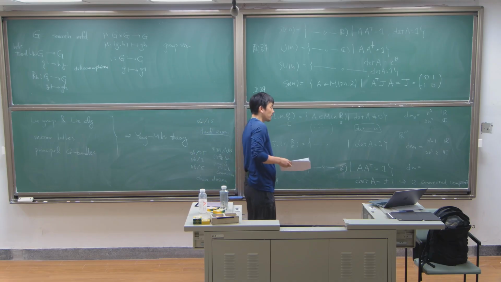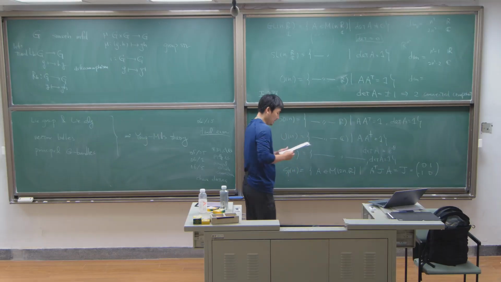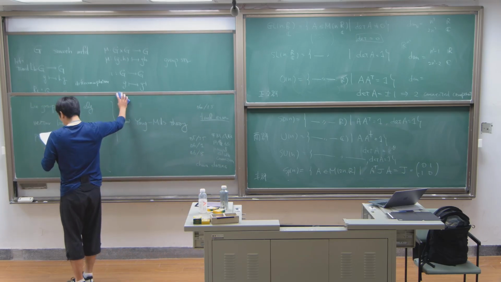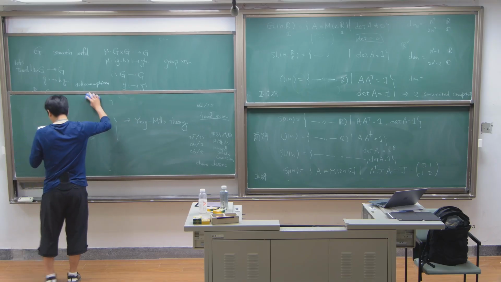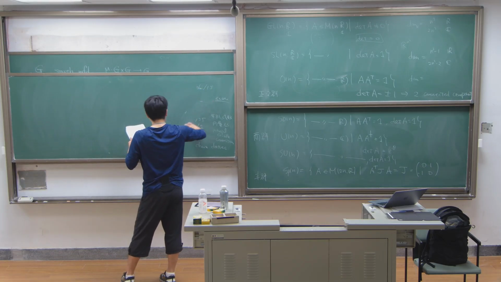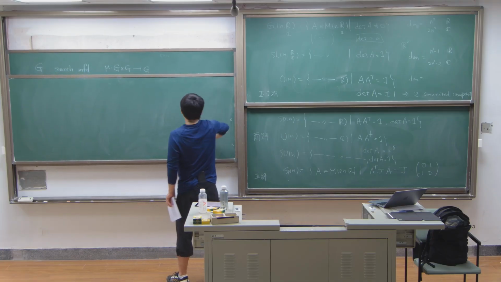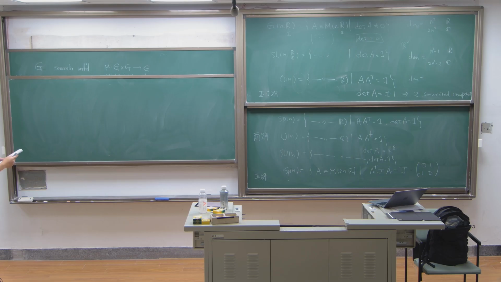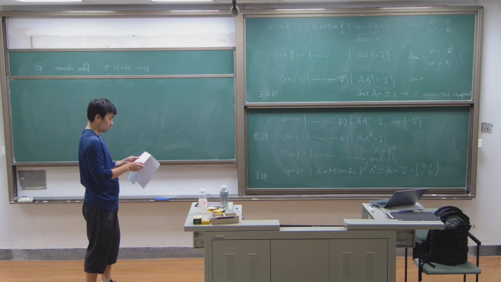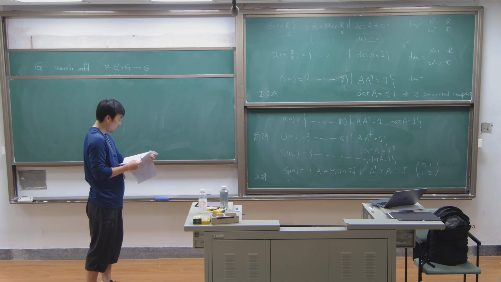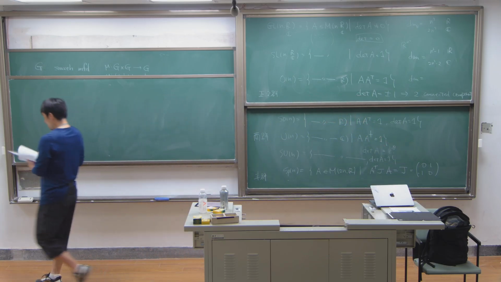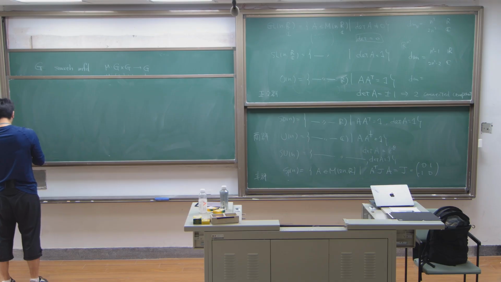The reason why I didn't write the dimension is that it's easy to see the dimension by looking at the tangent space. So it's a manifold.